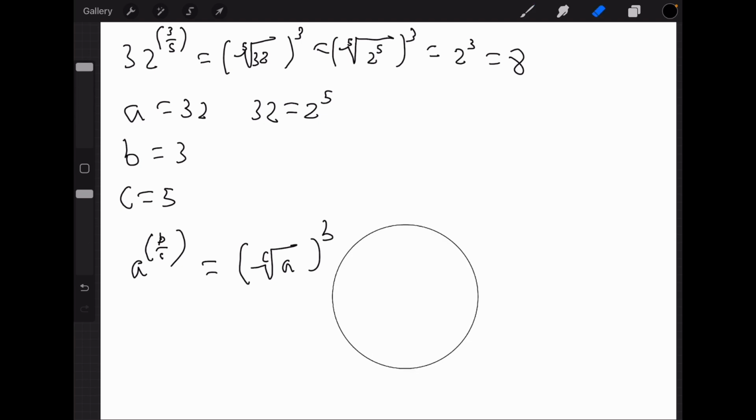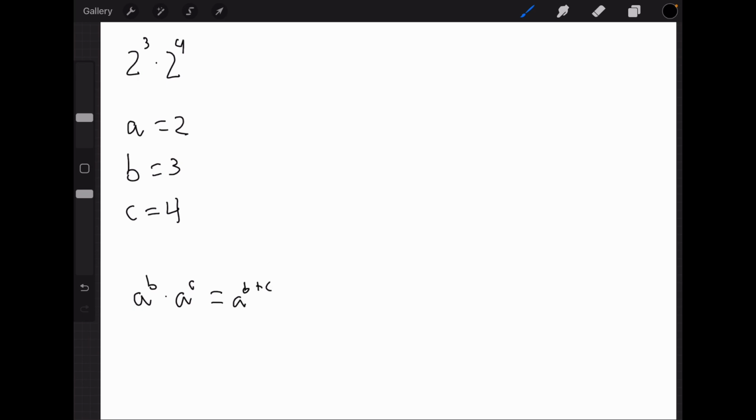Next question. 2 to the 3 times 2 to the 4. We can yet again organize this into A, B, and C. A equals 2, B equals 3, and C equals 4. And we can remember the rule that A to the B times A to the C equals A to the B plus C. So we can rewrite this as 2 to the 3 plus 4, which is 2 to the 7, which is 128.